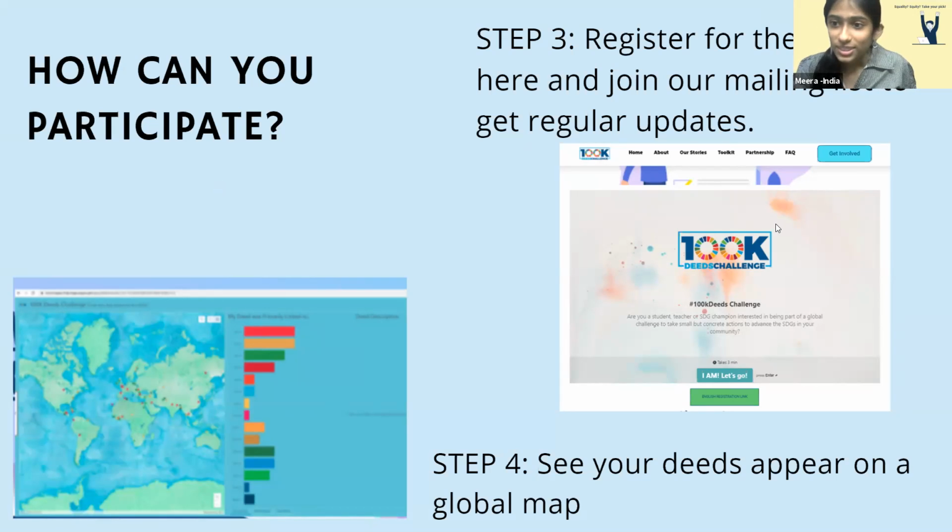Now, step 4 is perhaps the most exciting part of it. Whenever you submit a deed, you will be able to see your deed as a small dot on the map that we have on our website. This is basically to give an idea of the impact that small deeds can make on the world. So this is definitely an incentive for you to get started doing good deeds for the world.